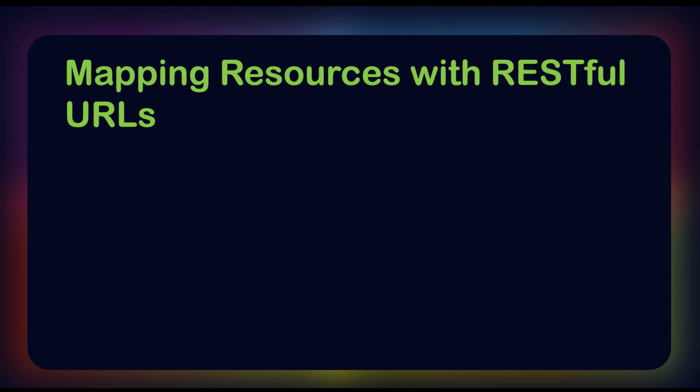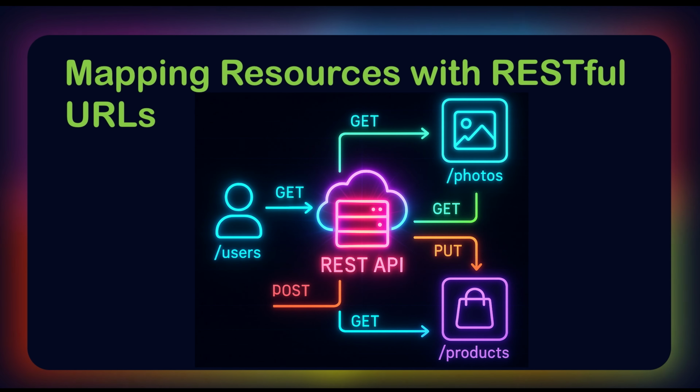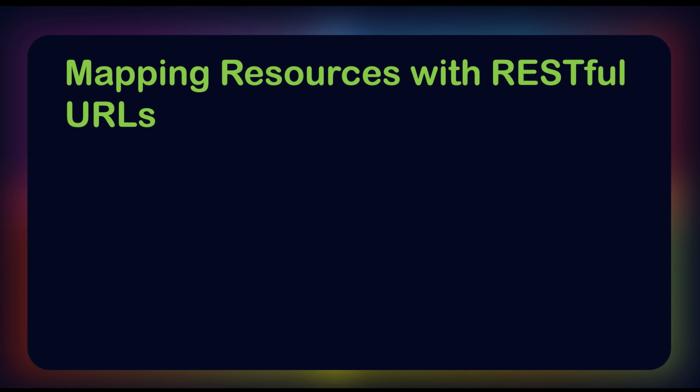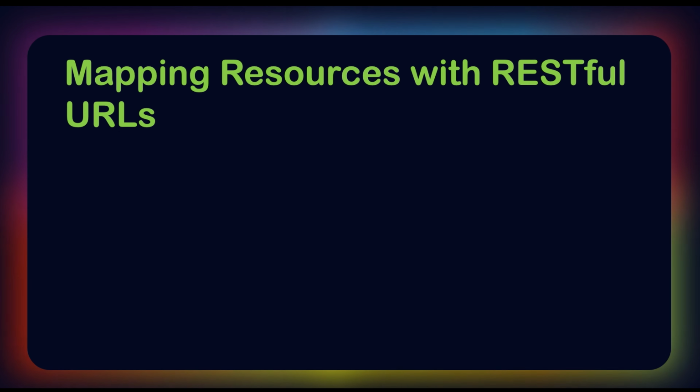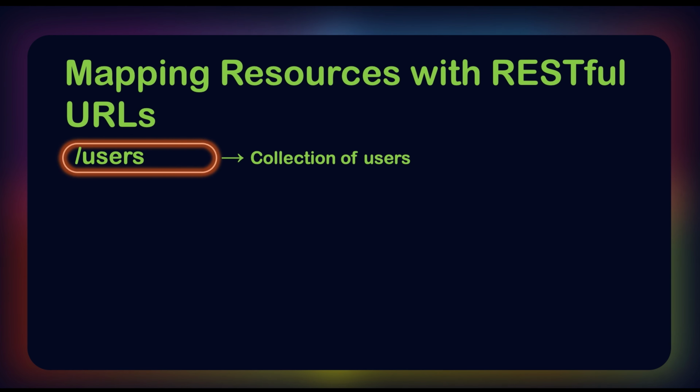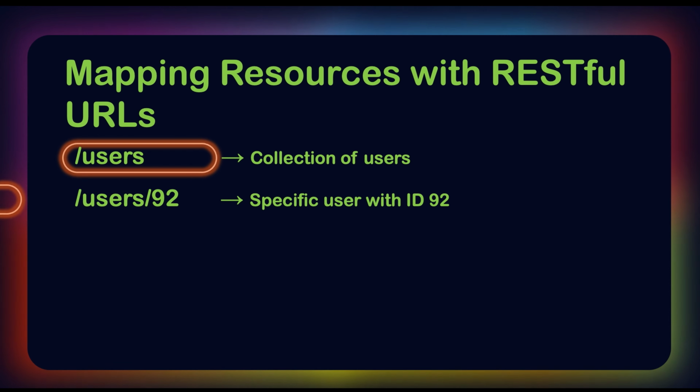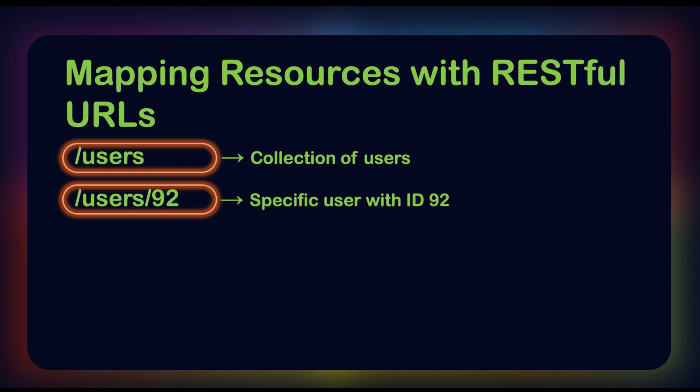Resources and URLs. In REST, everything is a resource: users, photos, products, and so on. Resources are accessed using web addresses, also known as URLs. Let's say we're building a photo sharing app. Here's how we might structure our resources. The address /users represents a collection of users. The address /users/92, with the user ID or identifier, represents a specific user with ID 92.